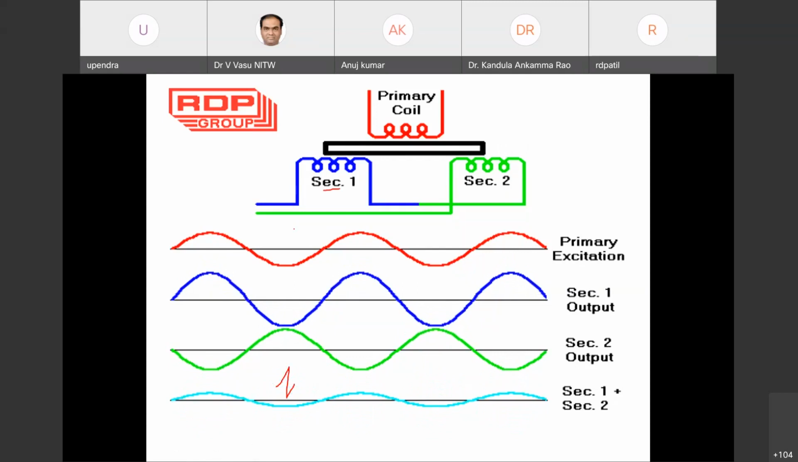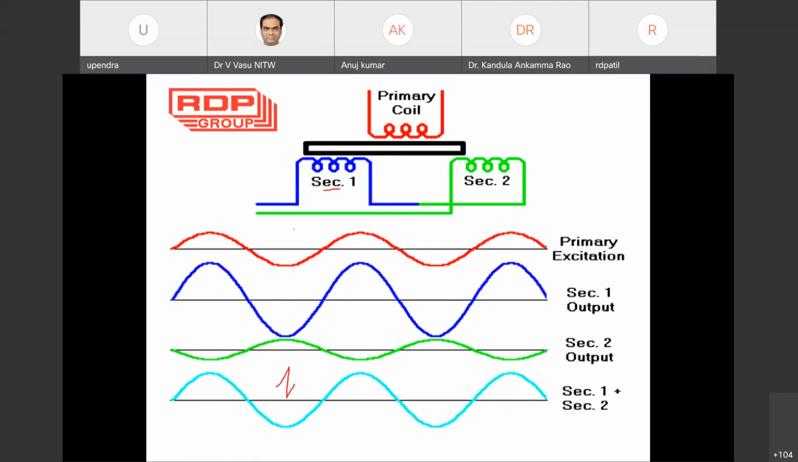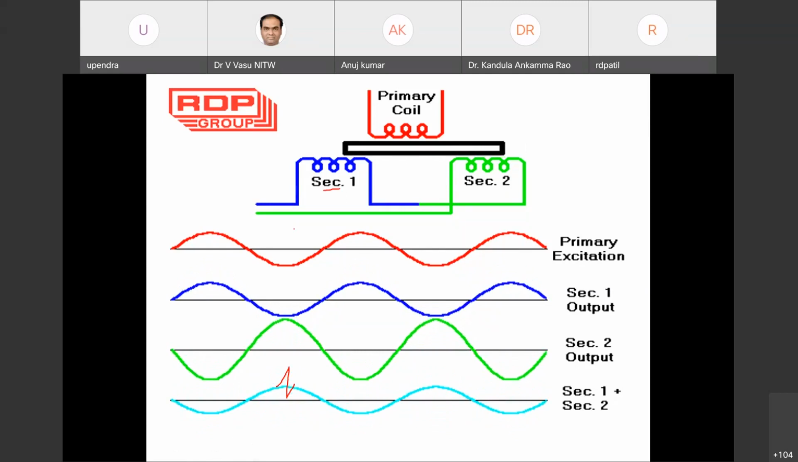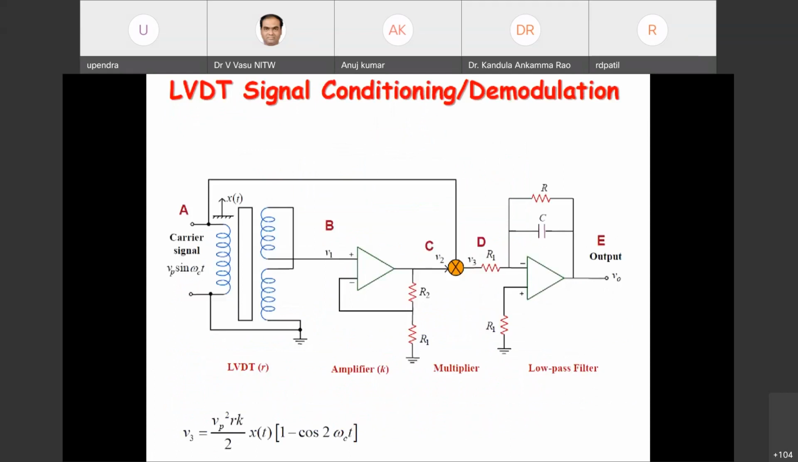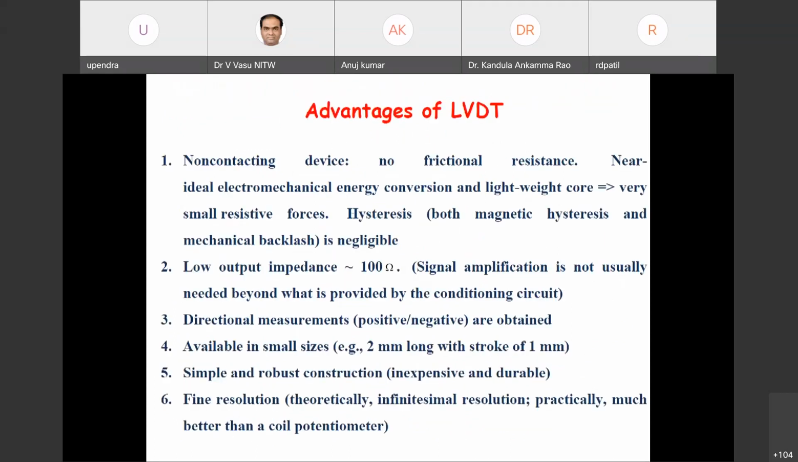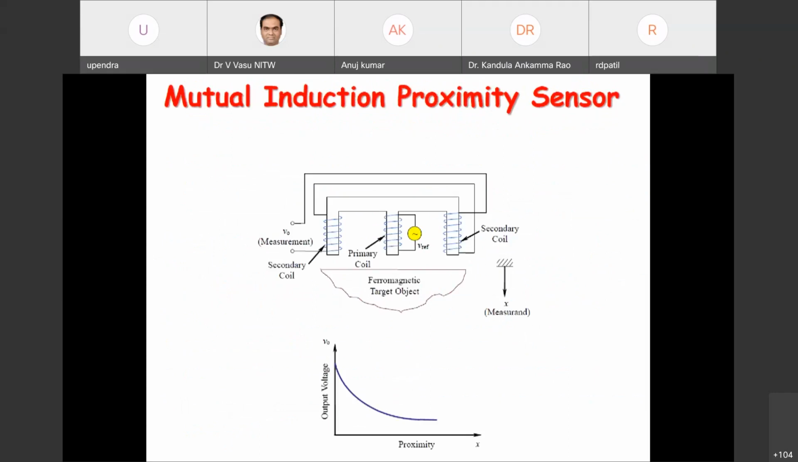Okay, when the core is exactly equal in length on both sides, we get a zero deflection. By moving it, the deflection changes. From that you can measure both directions, negative and positive. Similarly, we can have the rotary inverter case, where in place of the core, the ferro element will be in a rotational form. By movement of this, we can measure the rotation also.